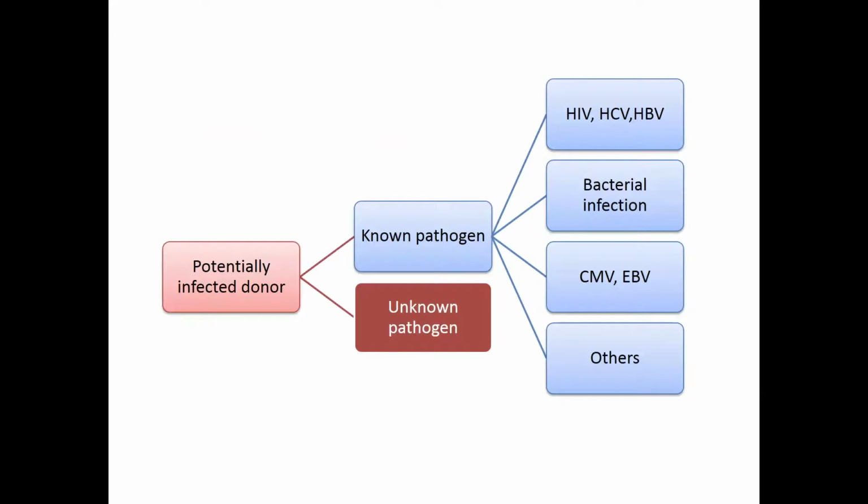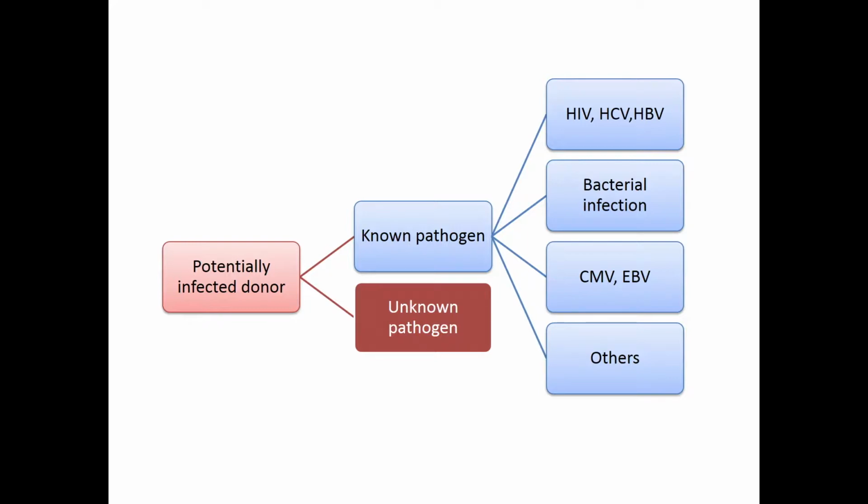So if you think about a potentially infected donor, I'll just start off with some background before discussing some of the research that's going on through this CDTRP. If you talk about a potentially infected donor, it can be either with a known pathogen or an unknown pathogen. And I will be focusing on the known pathogens, but the common ones that we think about are the behavioral risk factor viruses, so-called, and that includes HIV, hepatitis C, and hepatitis B.